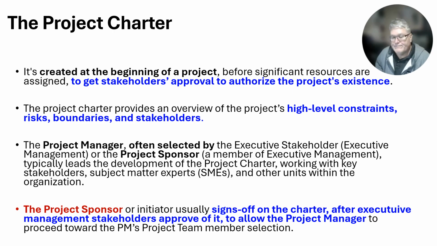The project charter is created at the beginning of the project. It gets the stakeholders' approval, specifically executive stakeholders within your organization approve that the project exists. The organization is notified that there is a project in existence and is going to be initiated, and it might detail how people are going to be affected and who's going to be involved with the project. It contains high-level constraints, risks, boundaries, and stakeholders, so everyone knows what's involved with the project to make it successful.